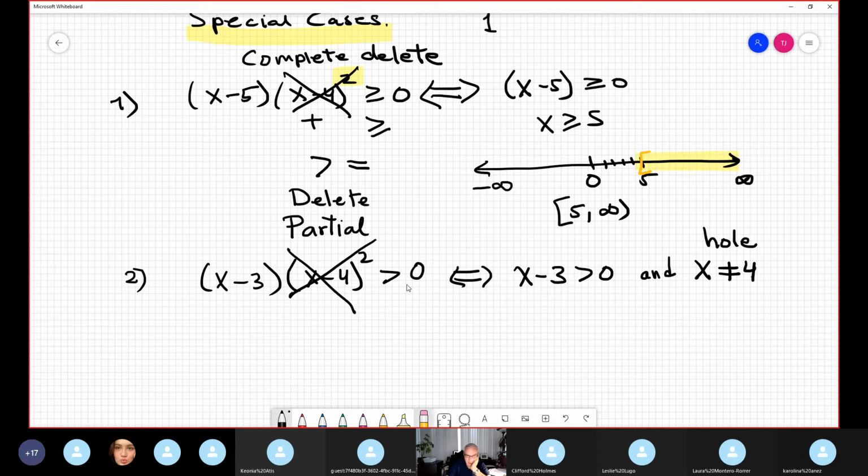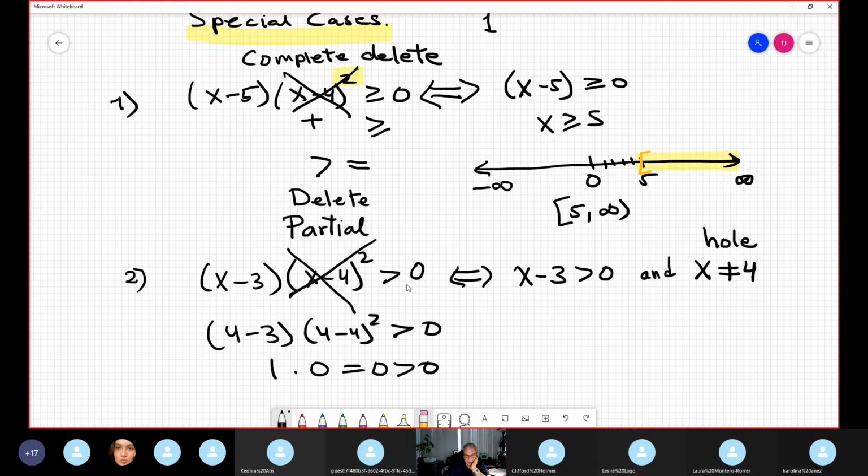Why? I need to understand this. Well, because at 4 something weird happens. Look, suppose I plug in 4 and check whether we reach the inequality. 4 minus 3 times 4 minus 4 squared greater than 0. 4 minus 3 is 1, 4 minus 4 is 0, 0 squared is 0, and 1 times 0 is 0. And 0 is not greater than 0. This is a contradiction. Therefore, I need to exclude the solution.